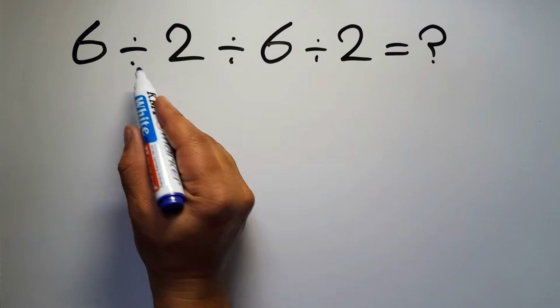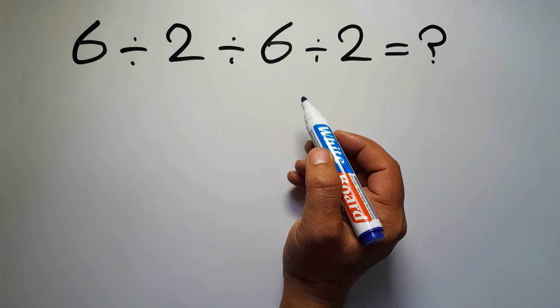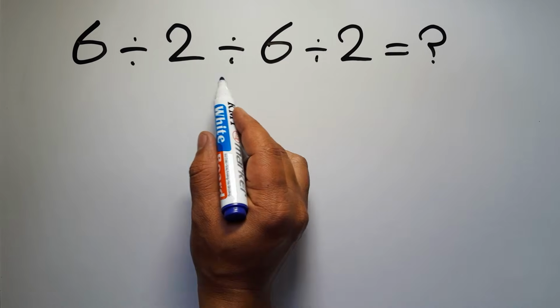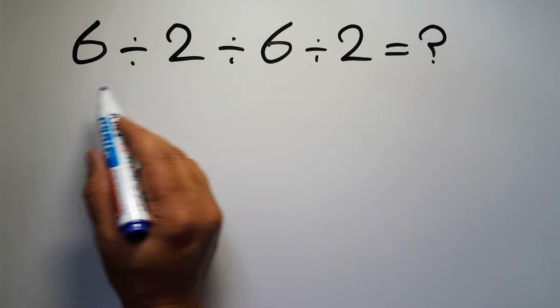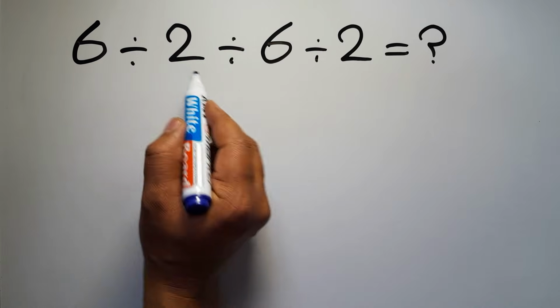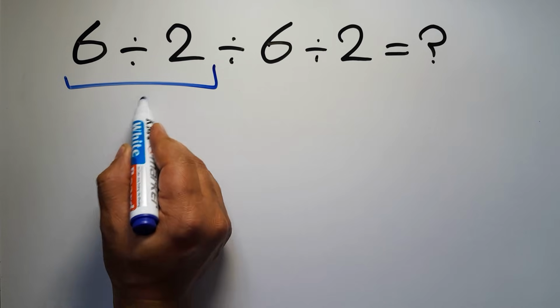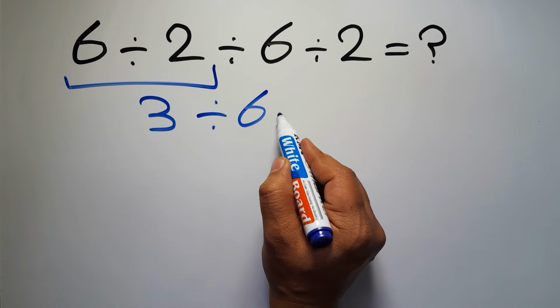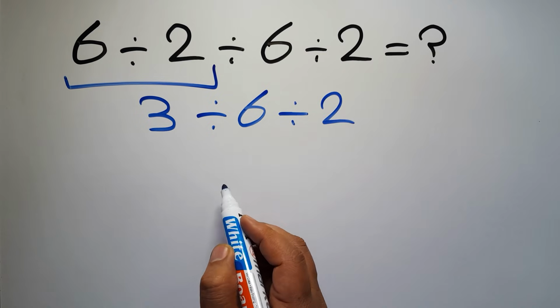In this expression, we have three divisions. And according to the order of operations, when we have more than one division in an expression, we have to go from left to right. So here first we have to do this division. 6 divided by 2 gives us 3. So 3 divided by 6, and again here we have divided by 2.